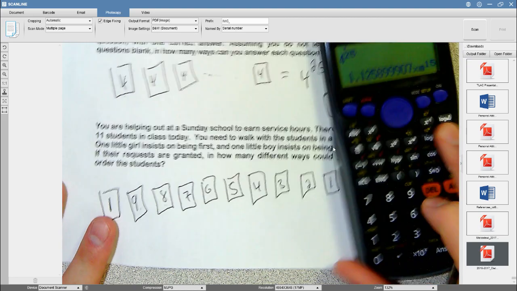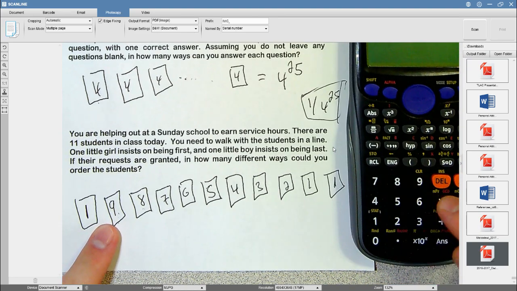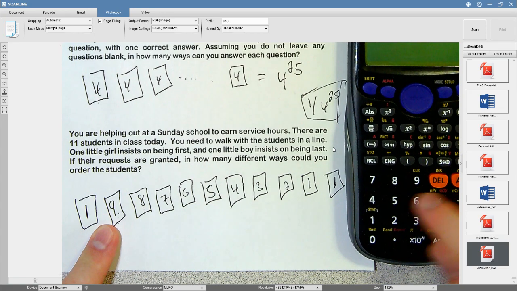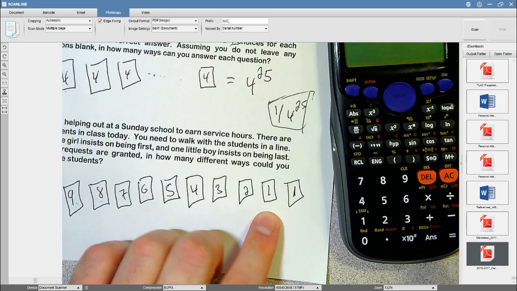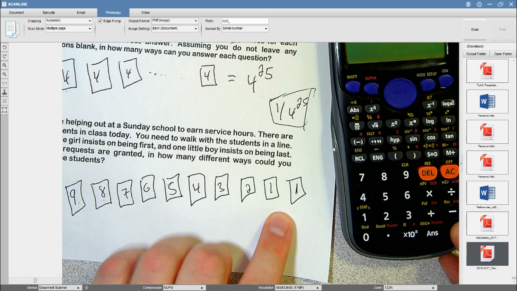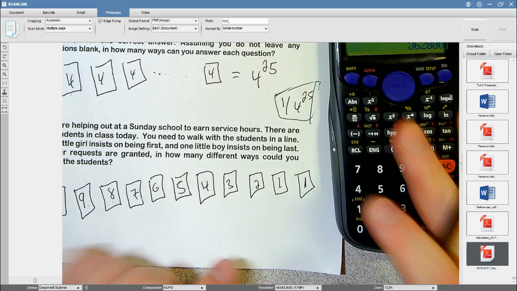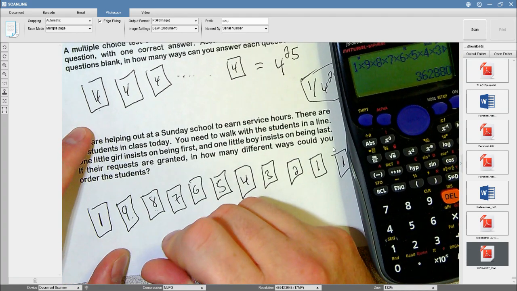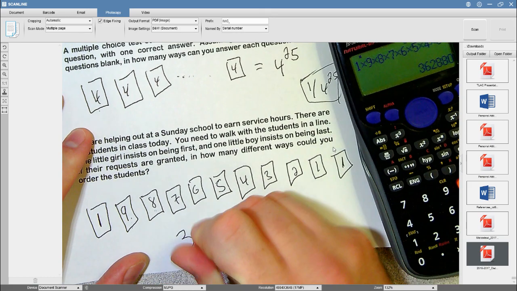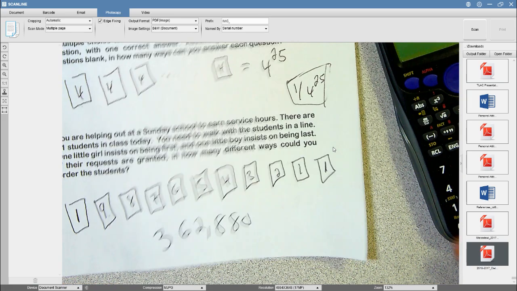So let's use our calculator and see what it says. We do 1 times 9 times 8 times 7 times 6 times 5 times 4 times 3 times 2 times 1. And you don't have to do this, but we'll put times 1 again, for the last one, since 1 times 1 times 1 is always 1. This says that there are 362,880 different ways we can line up the students.